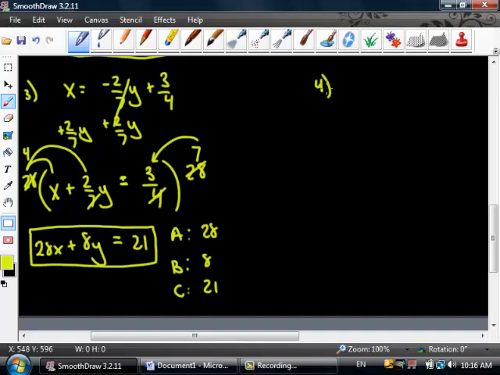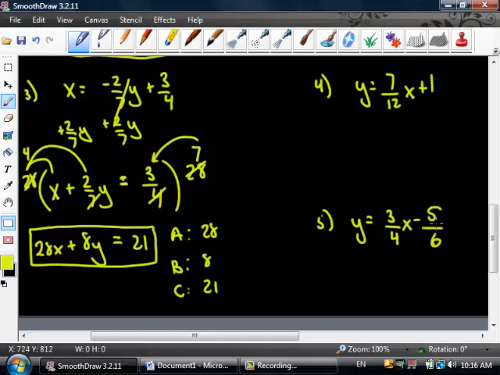I'll give you 2 to do on your own. So why don't I give you, how about y equals 7 over 12x plus 1. And then number 5 here is going to be y equals 3/4 x minus 5 over 6. That one is a tricky one, all right, number 5, so just keep that in mind.